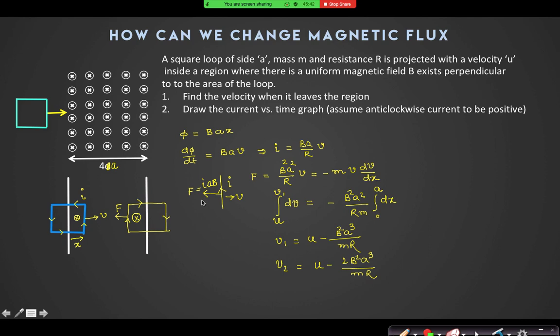Sir, why when it was in the field did it not feel any force? Can anyone explain that? Why, when it was completely inside? Flux was there. But will the flux change? When it is completely inside the loop, is there any change in flux, even if it is moving with v1 velocity? No. Right? So no current. No current, no EMF, no force.